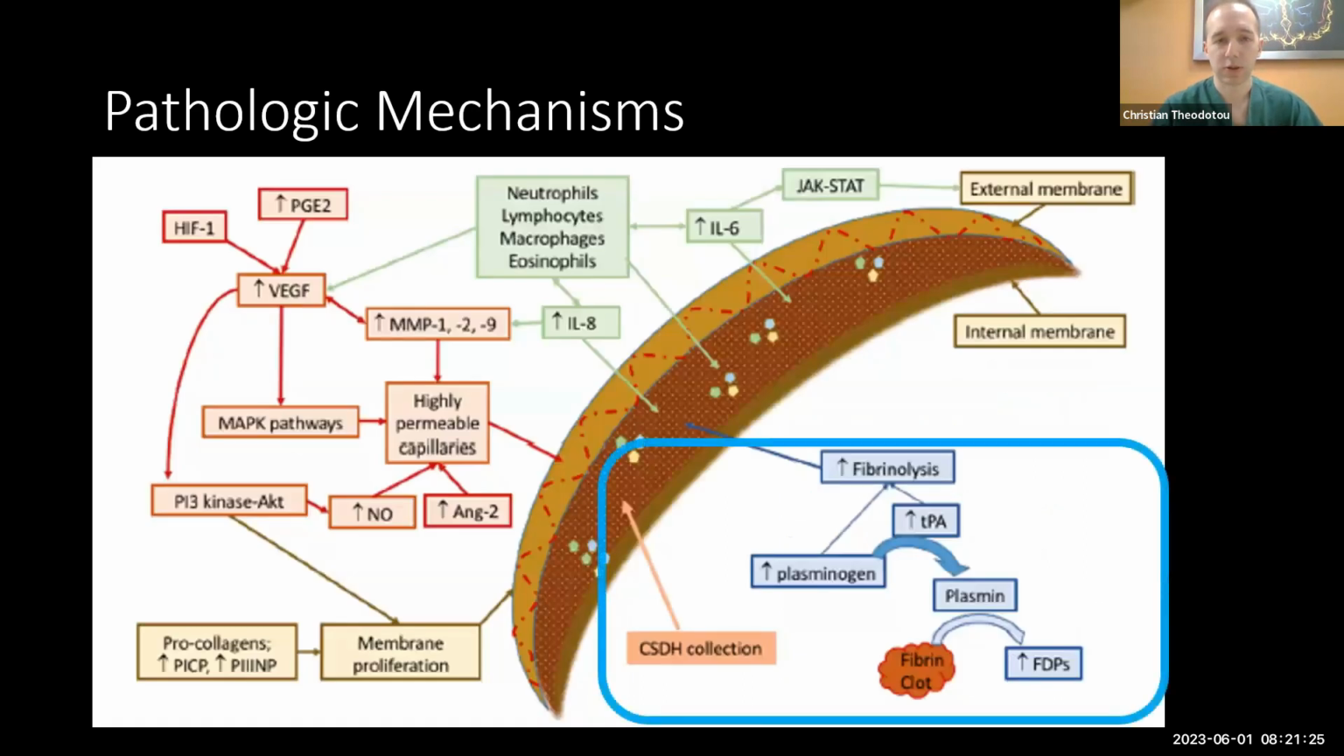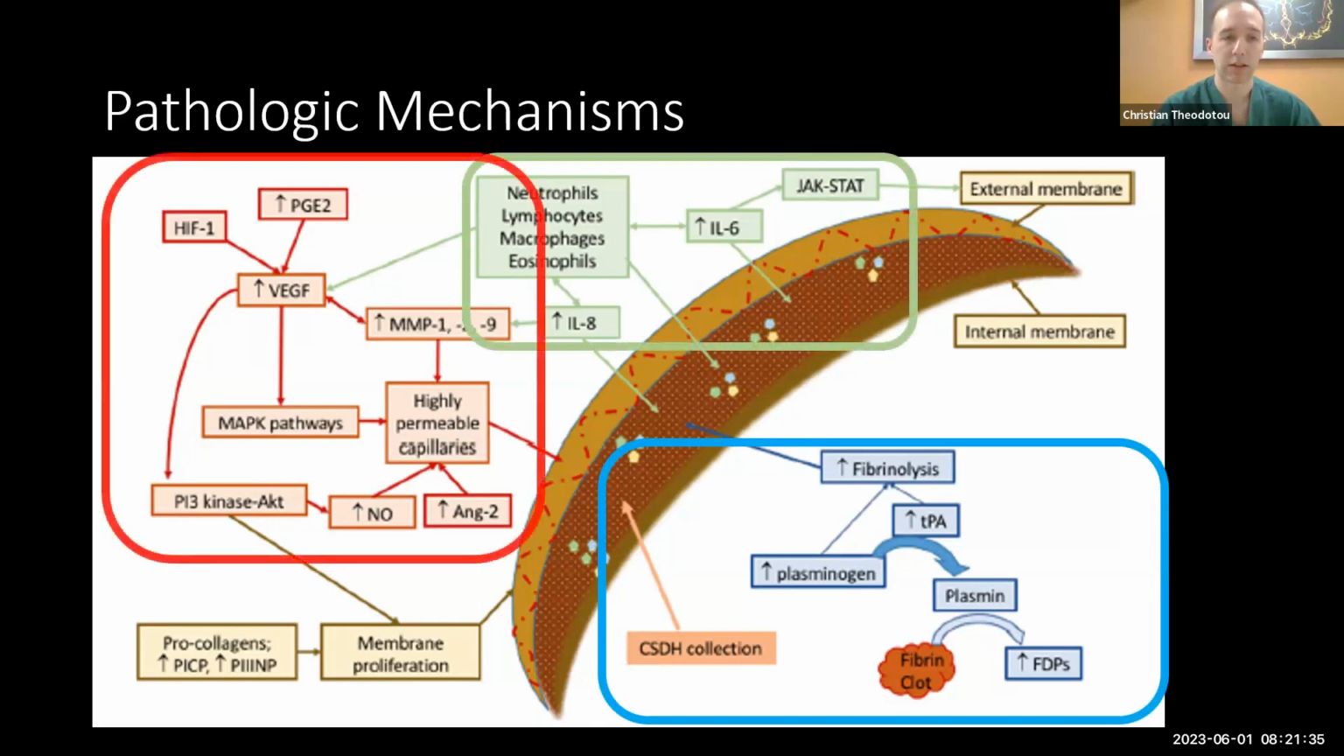Here's a visualization of what I was describing. You have this fibrin cascade and breakdown of the clot in the membrane that then activates these inflammatory markers, which then upregulate the angiogenic factors. And then you have this cycle that just seems to go on and on and on without an end.